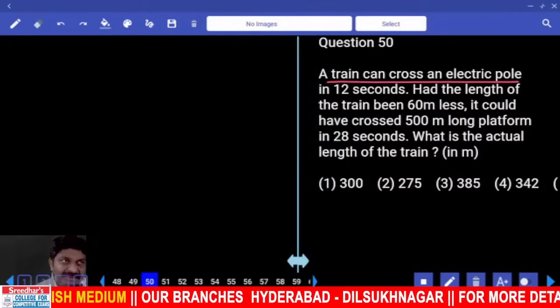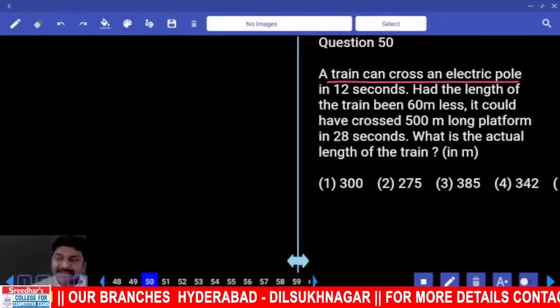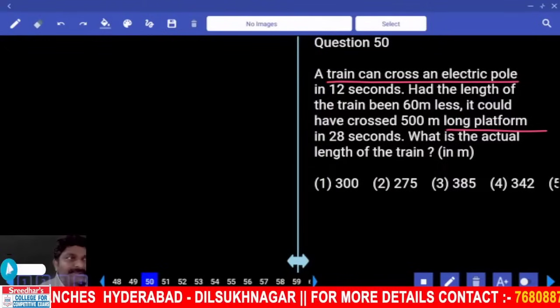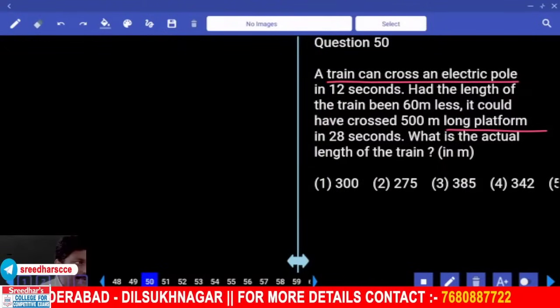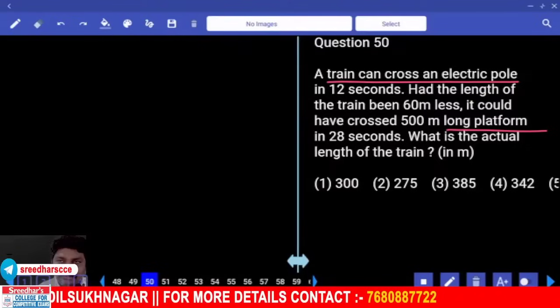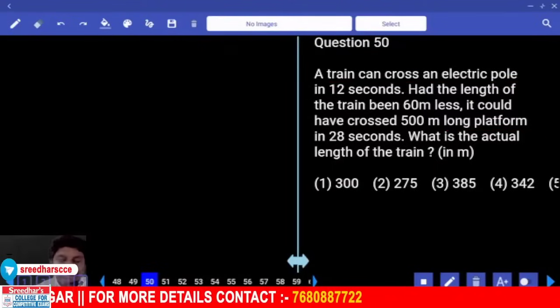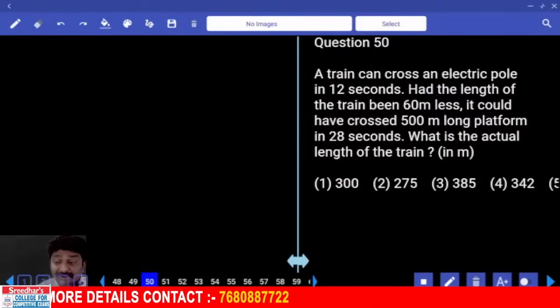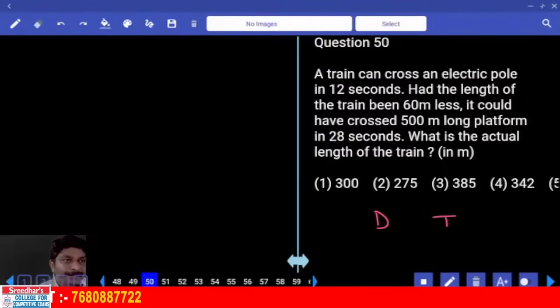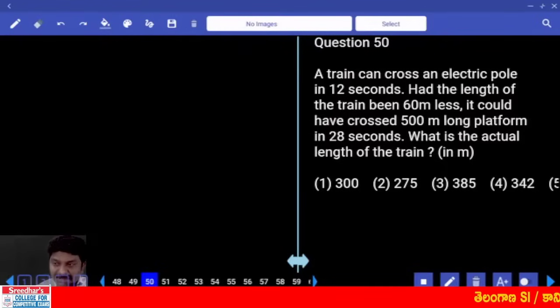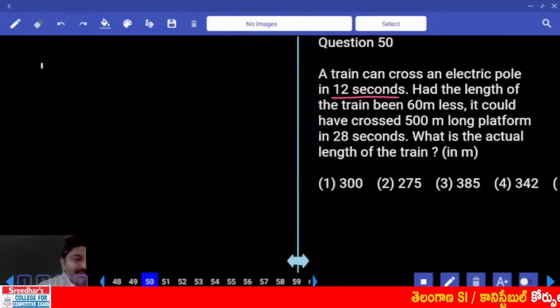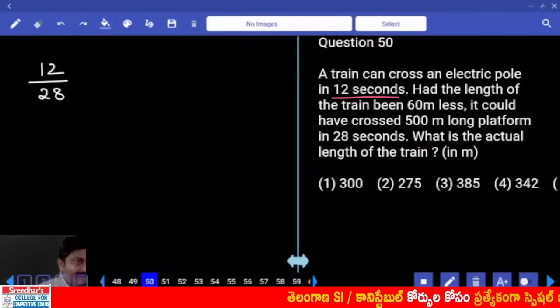First case, it crosses an electric pole. Next case, it crosses the platform. In both cases we have the same train and only one speed for the train. So speed is constant. When speed is constant, what is the relation between distance and time? Directly proportional or inversely proportional? As they are directly proportional, time taken in the first case is 12 seconds. Time in the second case is equal to 28 seconds.